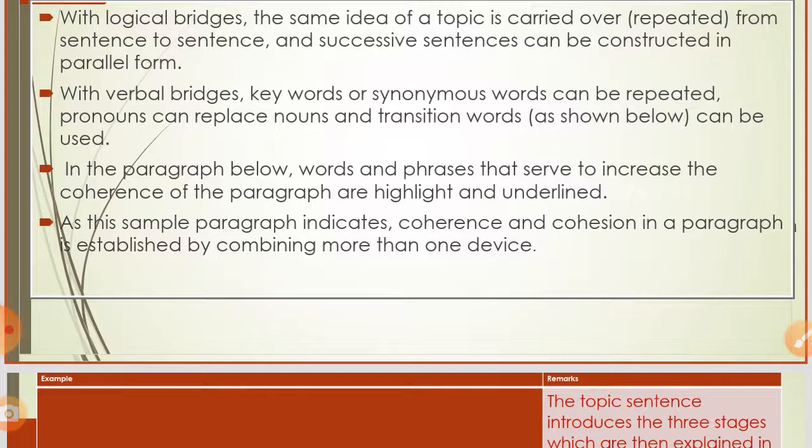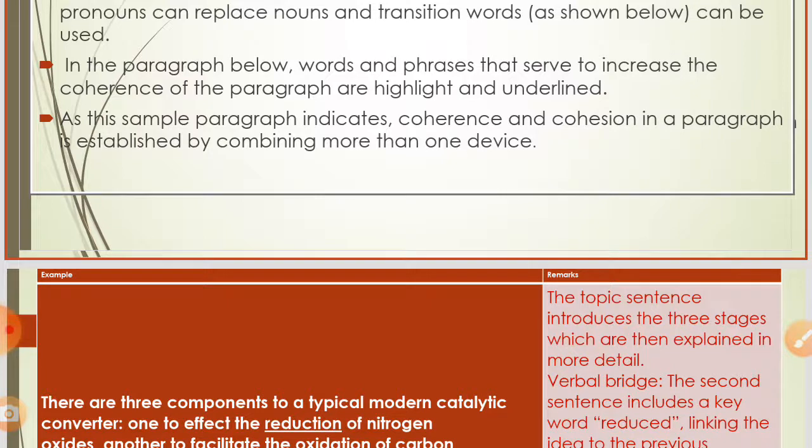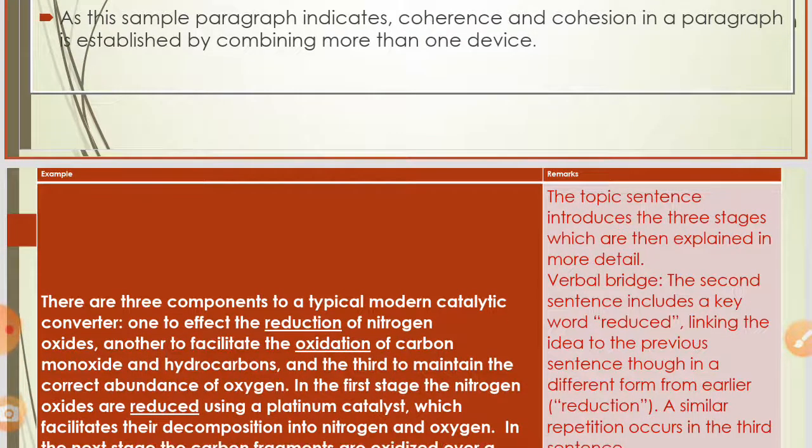In the given paragraph below, words and phrases that serve to increase the coherence of the paragraph are highlighted and underlined because they work as the unity of ideas. They increase the coherence of the paragraph. This sample paragraph indicates that coherence and cohesion in a paragraph are established by combining more than one device.